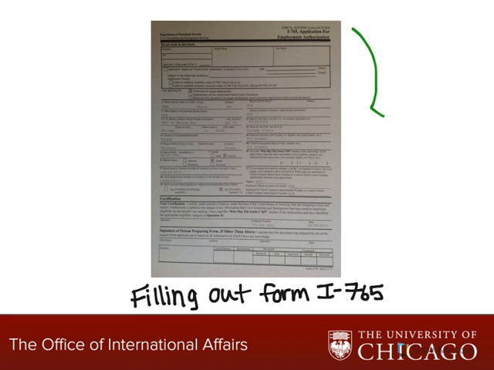Okay, now that you know how to fill out the I-765, you can combine it with your other OPT application documents and bring it to the OIA front desk for processing. If you have any questions about this, please contact your International Student Advisor or email international-affairs@uchicago.edu.